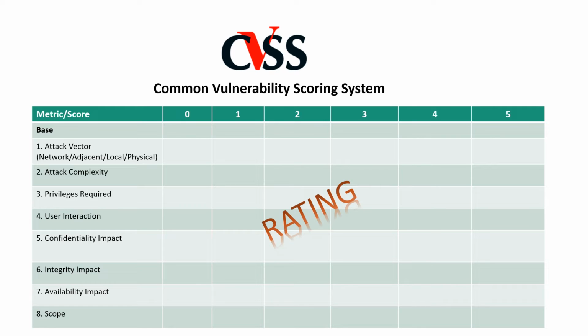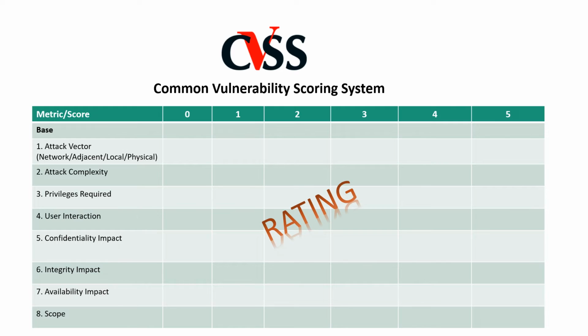Number 3, privileges required. Question you should ask: is there certain level of privileges an attacker must possess before successfully exploiting the vulnerability? Number 4, user interaction. Question is: can the vulnerable system be exploited without user interaction, or user interaction is required, such as executing a JavaScript for the attack to be successful?